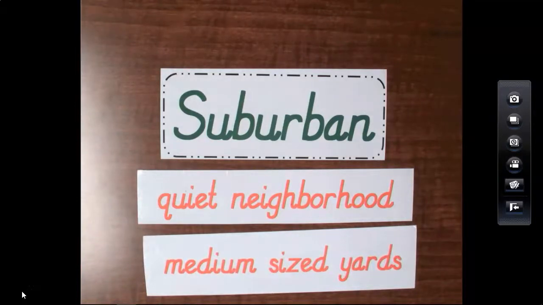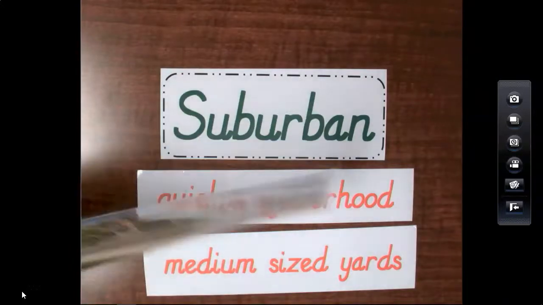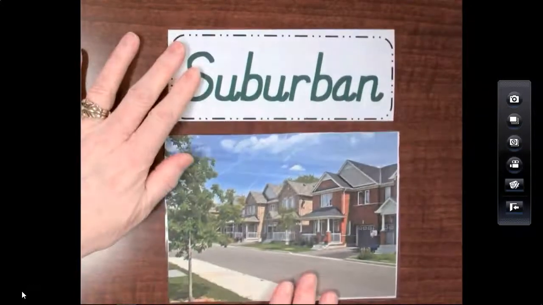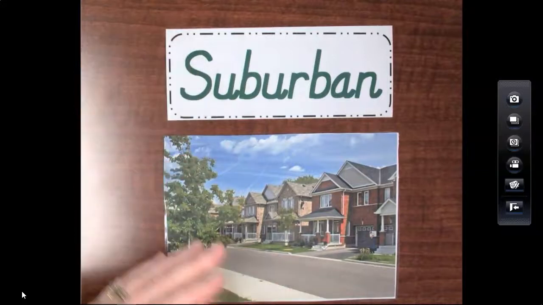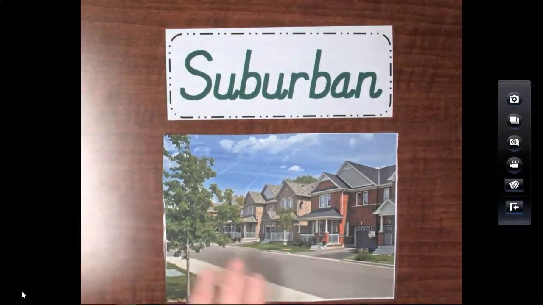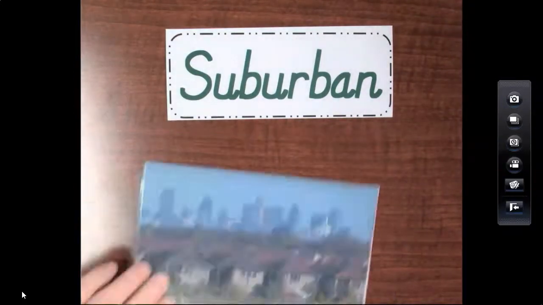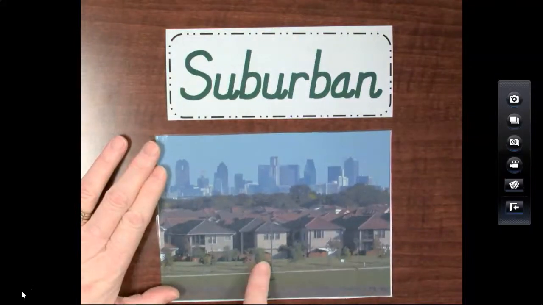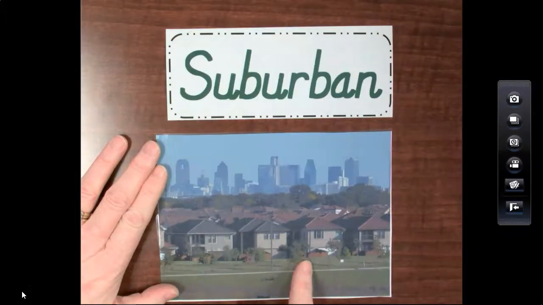Okay, I have a couple pictures here of some suburban communities. We have this one. See how the houses are on the street. They're not touching. They have a yard in the front. That's a suburban area. This one, see how the houses are not touching. The kids have their own yard, but there's several houses in a neighborhood. And then in the background, you can see the urban area. So they're near each other.